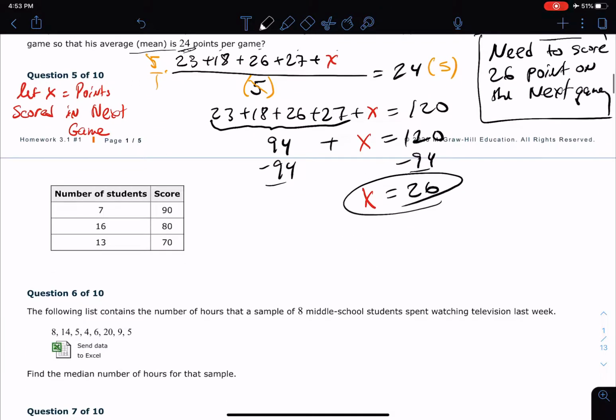Okay, then we move on to the next problem. Unfortunately, it didn't tell you what to do, so I'm going to go ahead and write in the directions. It says, find the weighted mean. I believe that's what it would say.